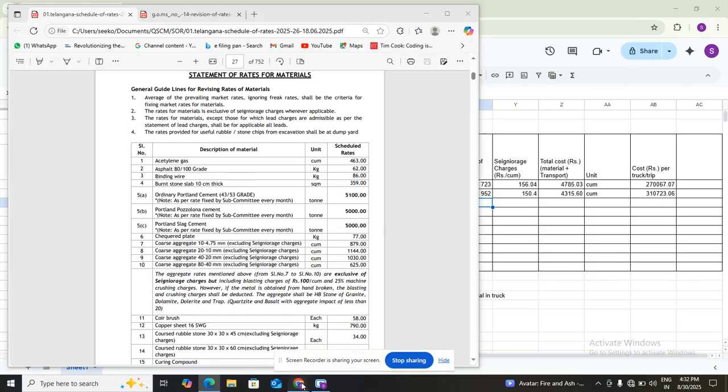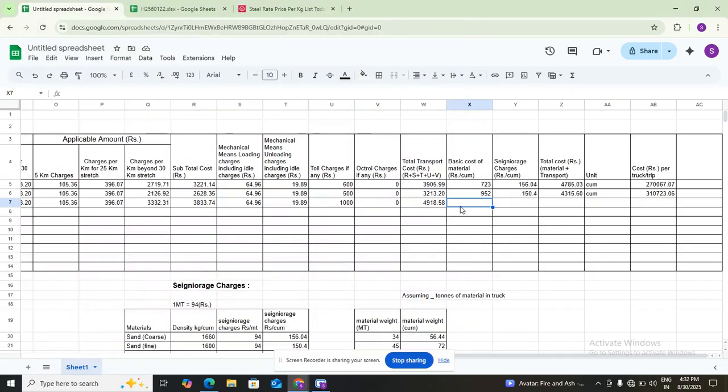Per ton. That's why we need to change it here. Here also we need to change. How can we change? 5,100 we need to convert into meter cube. What is the density of cement? 1,440 kg per meter cube. That's why we need to convert to meter cube, so multiply by 1.44.